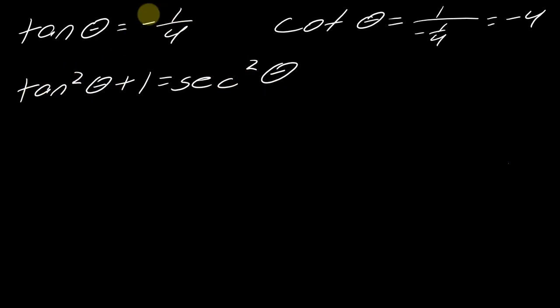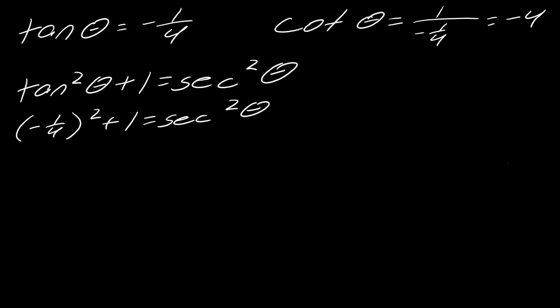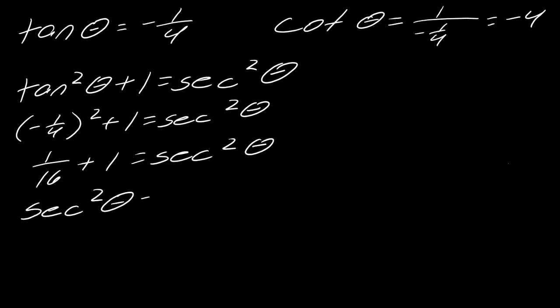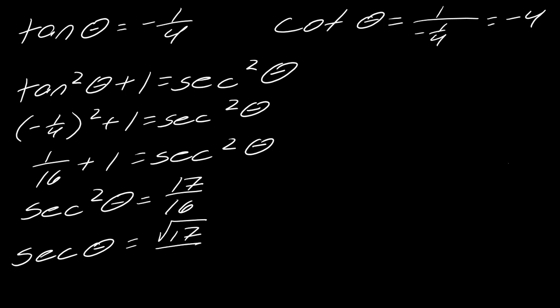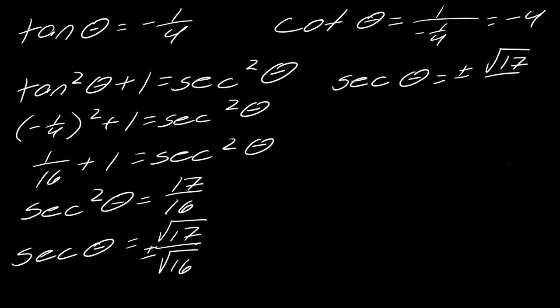And now I can just plug in this part of the identity. So I've got negative 1/4 squared plus 1 equals secant squared theta. And so this becomes 1/16 plus 1 equals secant squared theta. So what we get then is secant squared theta will equal 17/16. And then I can take the square root. So secant squared theta is going to equal the square root of 17 over the square root of 16. And don't forget the plus or minus. So now I've got secant theta is going to equal plus or minus the square root of 17/4.